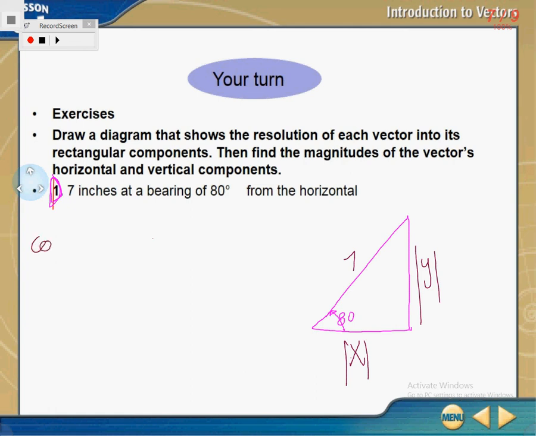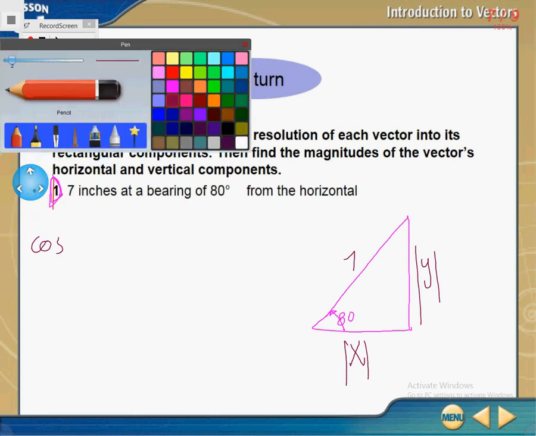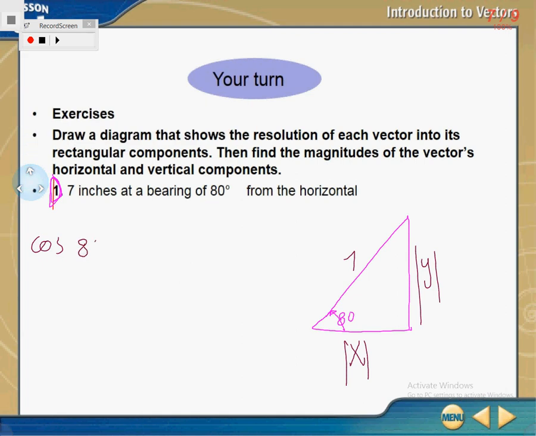Cosine 80 equals, cosine is the adjacent, which is the magnitude of x, over 7. The final answer will be, what did you have? Did you solve it? The answer is, excellent, 1.21.